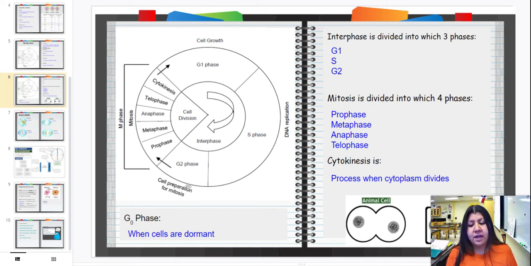Sometimes you'll see an arrow drawn here at the bottom, and you'll see an arrow to the G0 phase. And so that just infers that it's outside of the cell cycle.